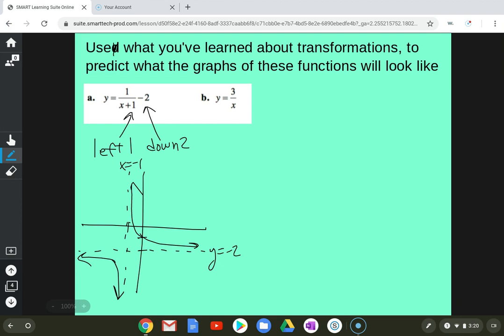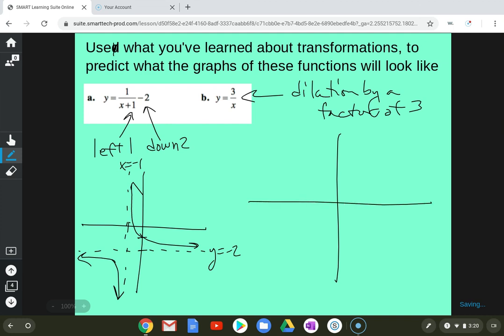For this guy right here, we have no translations, no horizontal shifts, no vertical shifts. What we do have is a dilation by a factor of 3. So if we take our normal graph, it passes through (1, 1) and (-1, -1). So now we're going to multiply it by 3. So instead of (1, 1), we're going to pass through (1, 3).